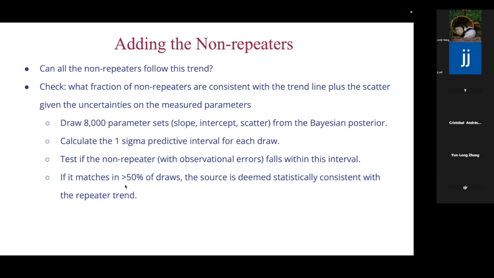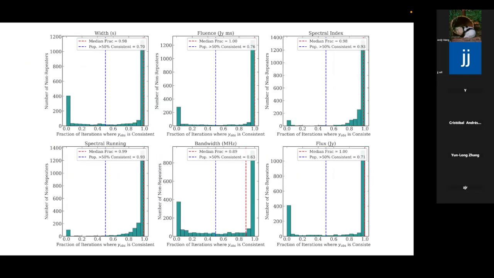If it matches in greater than 50% of the draws, we say that the source is statistically consistent with the repeater trend. The number 50% is arbitrary here and different values can be taken, but this does not affect the inference of our results. If we just plot the fraction of the iterations where the observed y of the non-repeater is consistent with the trend line, we see this bimodality in almost all the cases. If you take a look at the points here at 0, it means that these non-repeaters never coincide with the best fit trend line within 1 sigma.